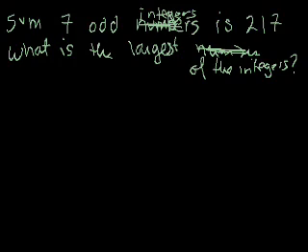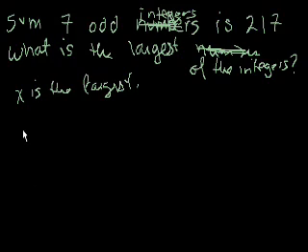Let's do this problem. Let's say that x is the largest. Then what would the number right below x be? Would it be x minus 1? Well, if x is an odd number, x minus 1 would be an even number. So in order to get the number right below it, we have to do x minus 2 to get another odd number.